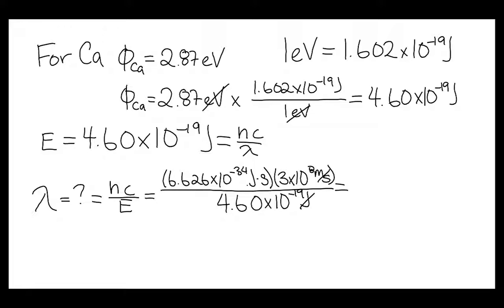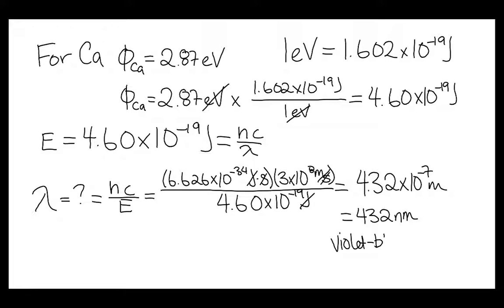We can now see that the joules will cancel out and the seconds will cancel out, so our final answer for the necessary wavelength is 4.32 times 10 to the negative 7 meters. If we convert that into a more comfortable unit, we can see that it's actually 432 nanometers, which falls roughly within the violet-blue region of the visible light.